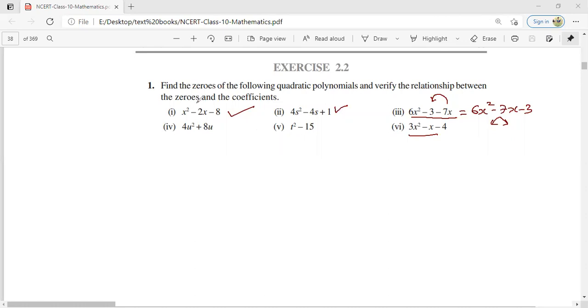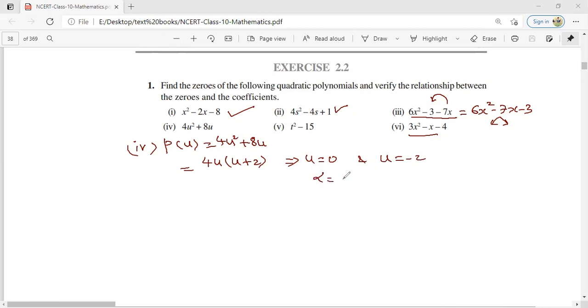So first I will take the fourth and fifth questions. In the fourth question, you are given the polynomial in variable u. So p(u) is equal to 4u square plus 8u. This is a simple question. Here we can directly take 4u common, and u plus 2 will be left inside. When you equate it to 0, first you get u is equal to 0, and u plus 2 is equal to 0, that means u is equal to minus 2.